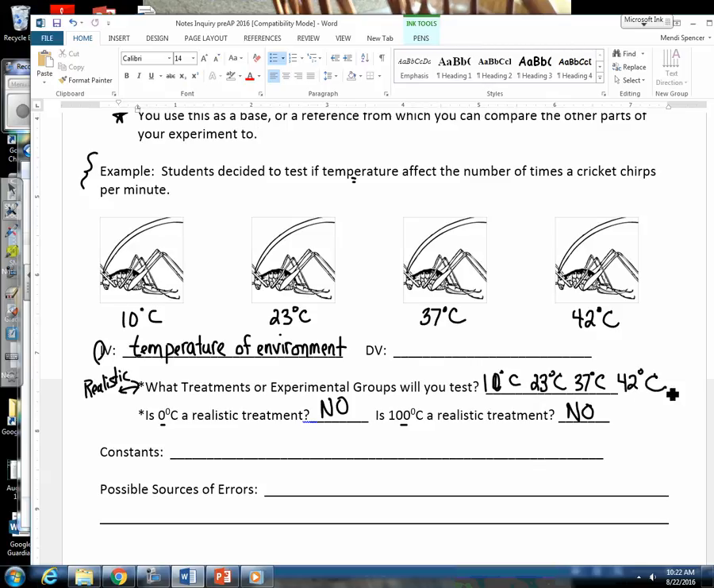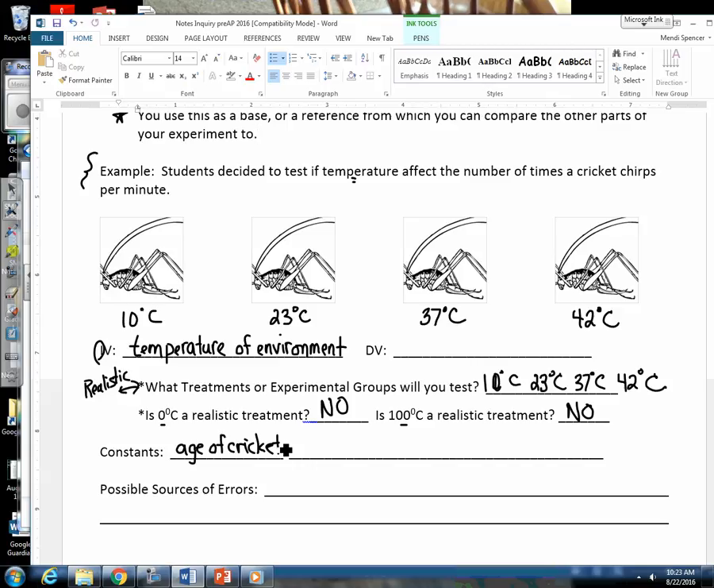Now let's talk about some constants so that we have a good experiment here. We would want all of our crickets to be the same age. So let's write age of the cricket. So age of cricket is fine, but we want at least 2 to 3 words here when we're describing things or variables that need to be held constant.